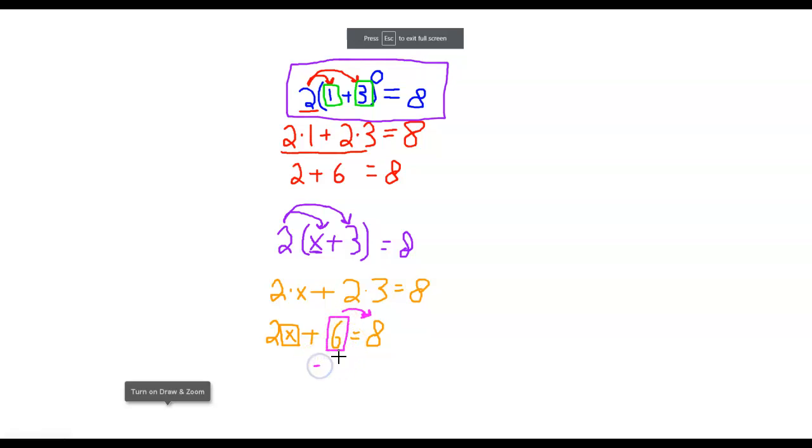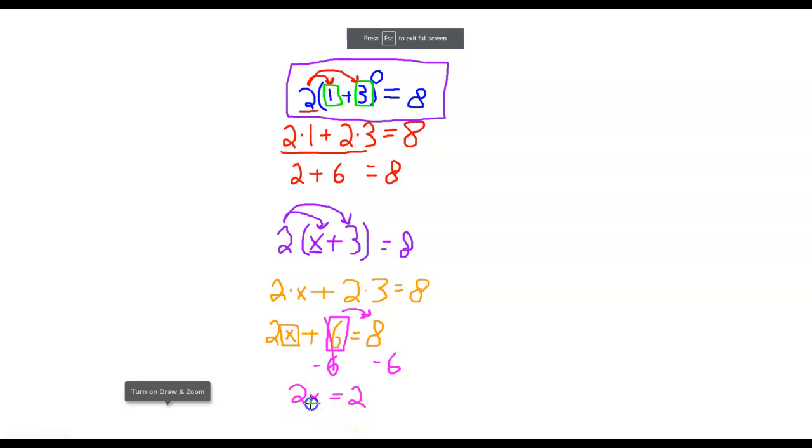What number would that be? Well, it's 6. If I subtract 6 from 6, I get 0. And then whatever I do to the left, I have to do to the right. So 6 minus 6 is just 0. So I'm left with 2x on the left. Now on the right, I've got 8 and I'm subtracting 6. 8 minus 6 is equal to 2.